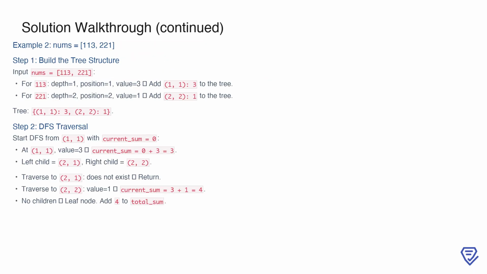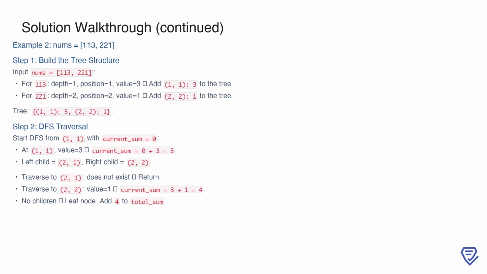In this second example, the input nums is [113, 221]. As before, we start by building the tree structure. The number 113 corresponds to a node at depth 1, position 1, with a value of 3, and 221 corresponds to a node at depth 2, position 2, with a value of 1. This gives us a tree represented as (1,1): 3, (2,2): 1.